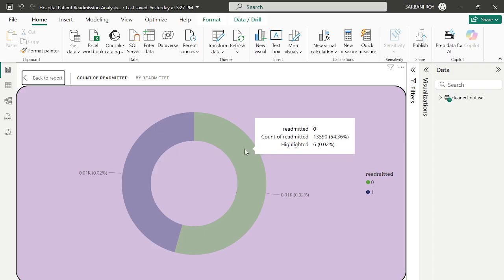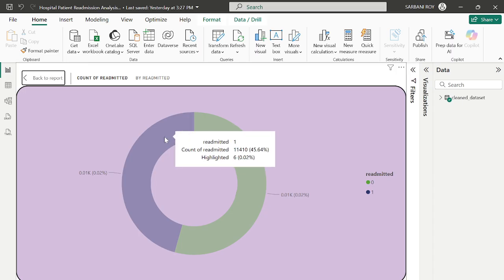As you can see in green, the total number of patients were 13,590, that is 54.36%, not readmitted, and 11,410 patients were readmitted, that is 45.64%. This shows almost half of the patients return to the hospital, which is a major operational challenge.